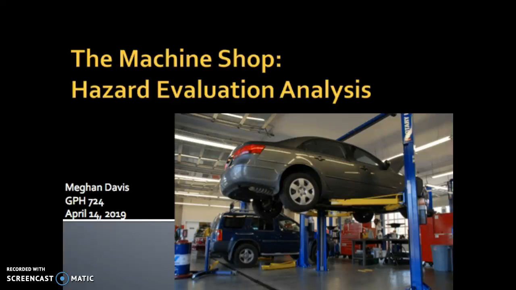My name is Megan Davis, and I am an occupational health specialist who used a hazard analysis data sheet to determine the hazards and exposures in the machine shop at UNE. The purpose of my job is to find any connections between specific exposures and adverse health outcomes within various work environments.